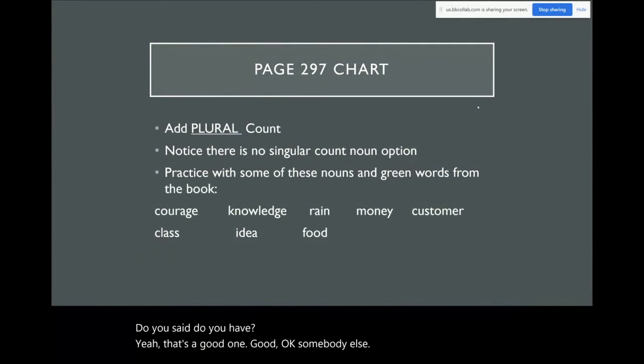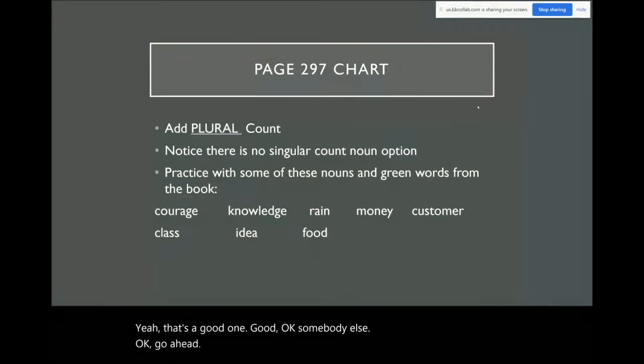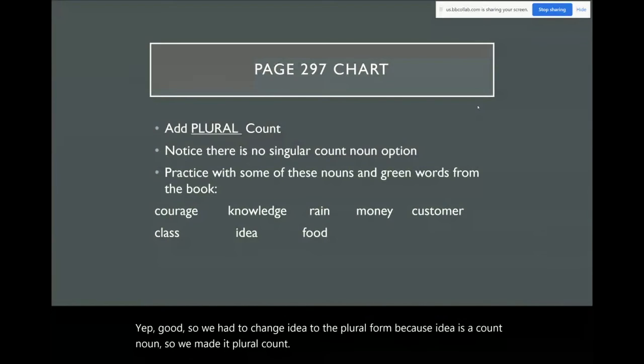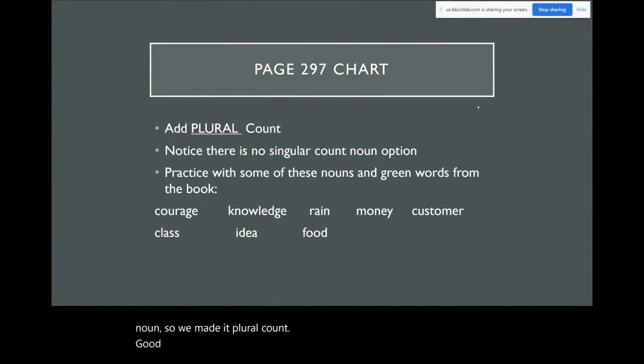Mine is not a question, just a sentence. Okay, go ahead. I had many idea when I was 10. Not many idea. I had many ideas, with the S. Yes, that's correct. So we had to change idea to the plural form because idea is a count noun. So we made it plural count. Good. Okay, Walter, it's your turn.